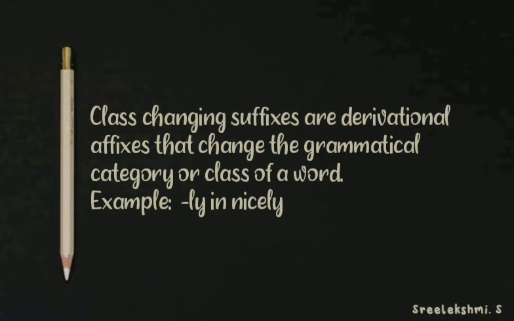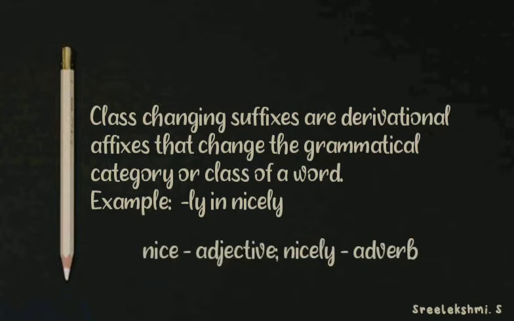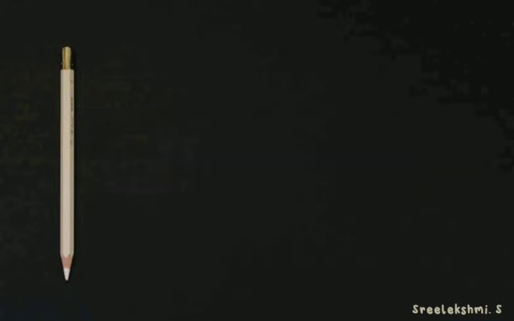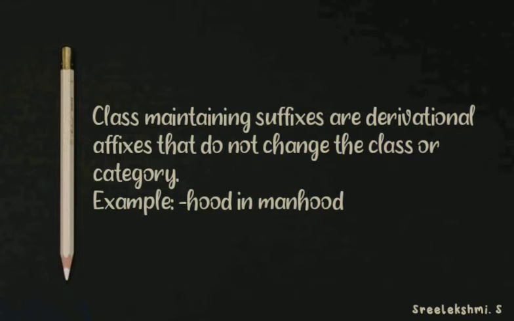Next is class changing suffixes. They are derivational affixes that change the grammatical category or class of a word. For example, ly in nicely. Nice is one category and nicely is another category. Next is class maintaining suffixes. They are derivational affixes that do not change the class or category. For example, hood in manhood.